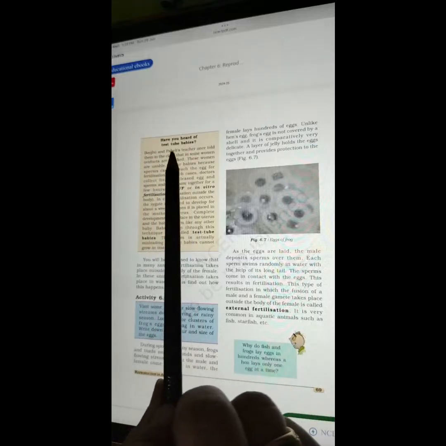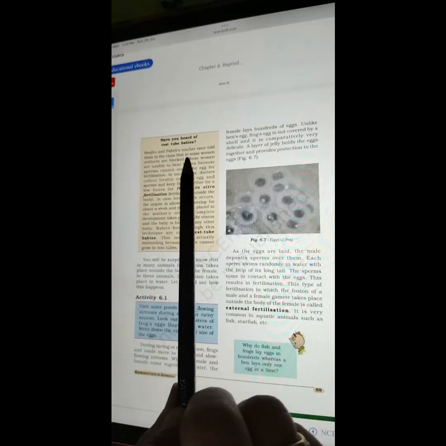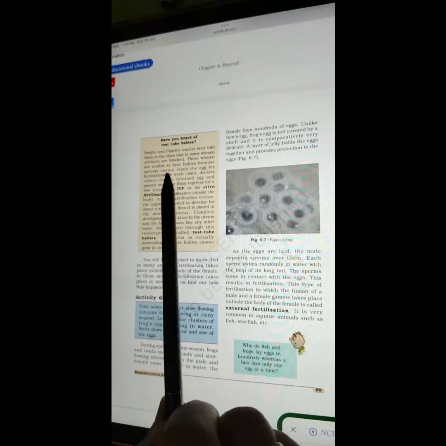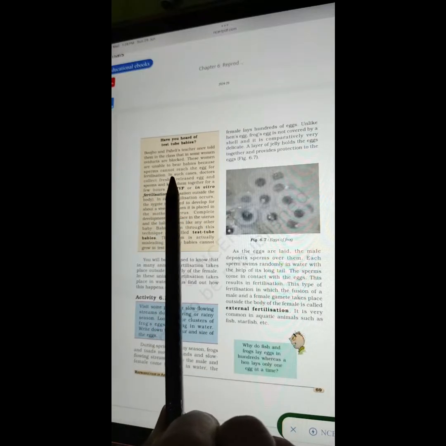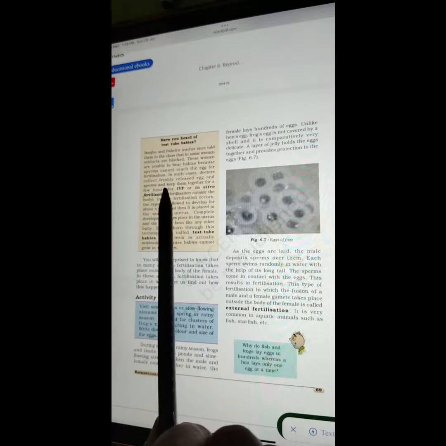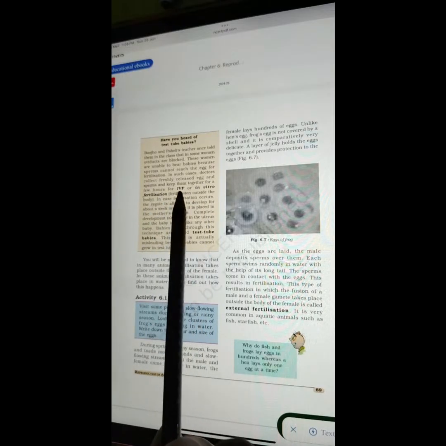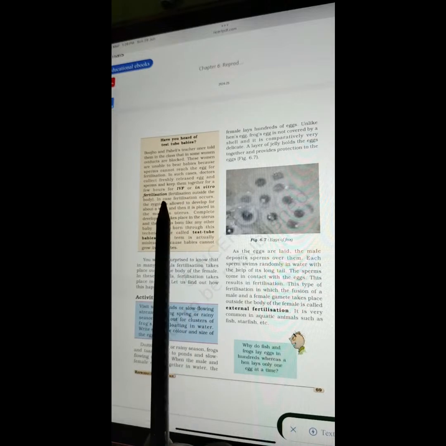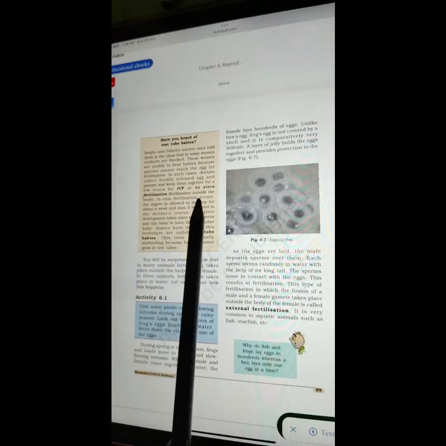Have you heard of test tube babies? Boojo and Paheli's teacher once told them in the class that in some women the oviducts are blocked. These women are unable to bear babies because sperms cannot reach the egg for fertilization. In such cases, doctors collect freshly released eggs and sperms and keep them together for a few hours for IVF, or in vitro fertilization, which is fertilization outside the body.